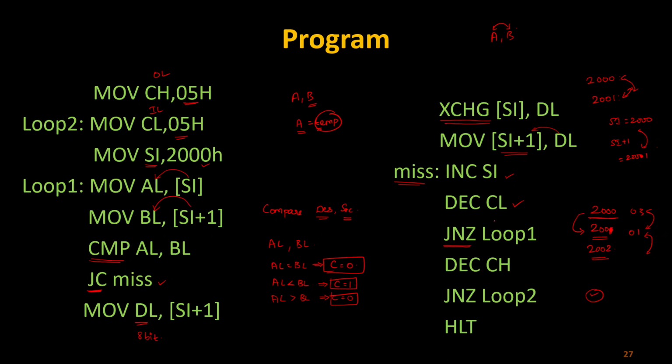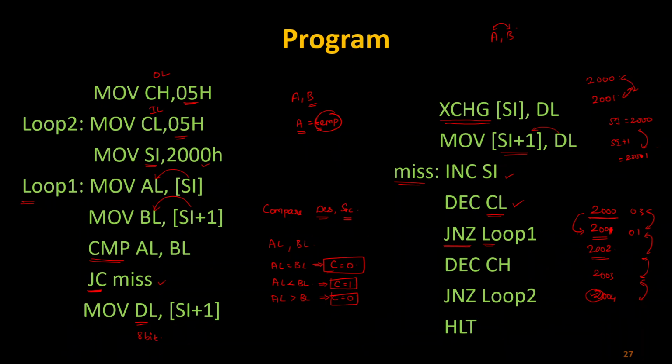So till this CL is getting 0, this loop will be iterated, so it will jump to loop 1 so that these operations will be performed without disturbance, right? So it is going to be 2003 and this is going to be 2004. This value is getting completed. So all the 5 elements being completed, so that inner loop is completed.